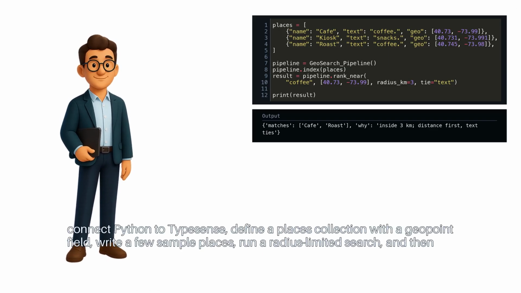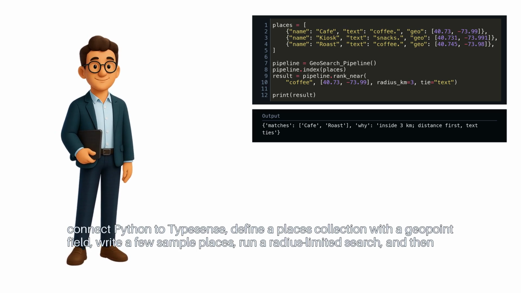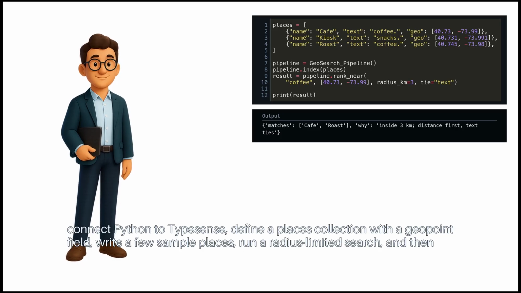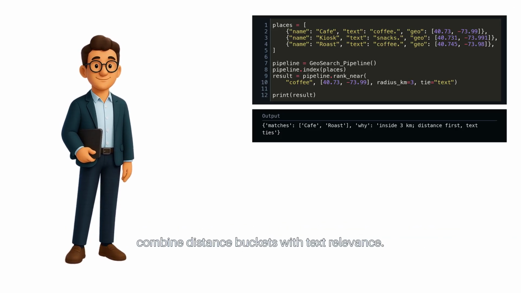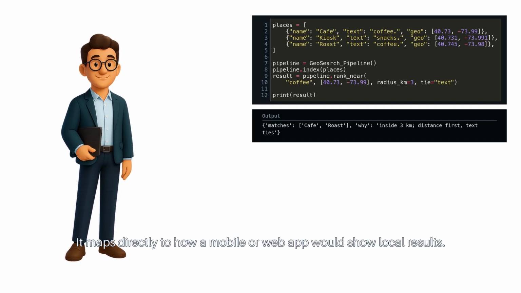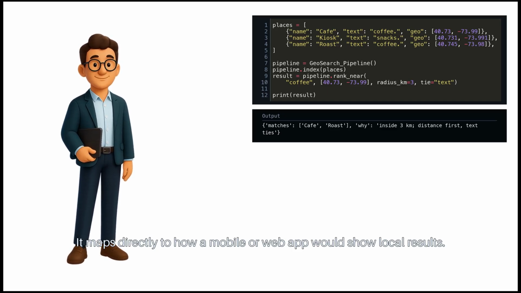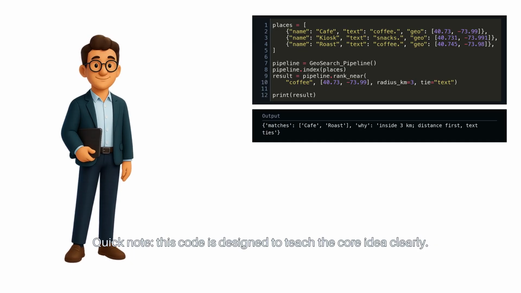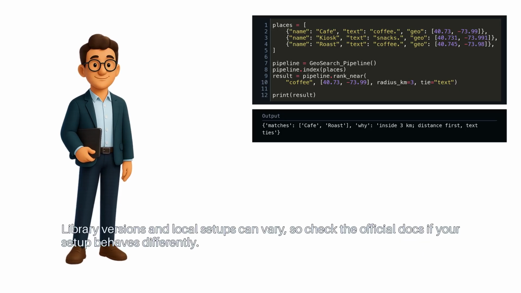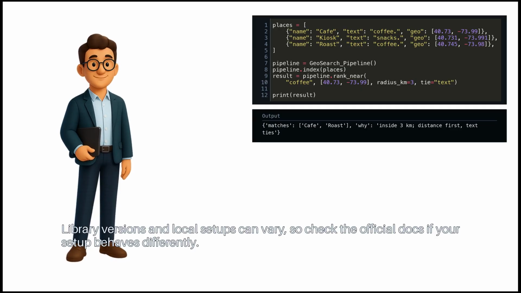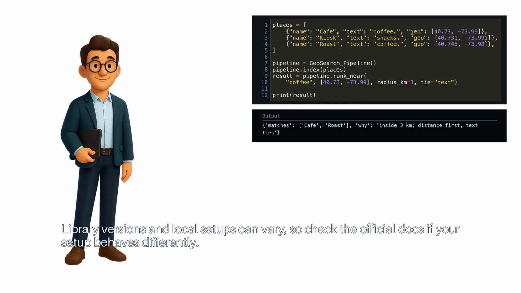Connect Python to Typesense, define a places collection with a geopoint field, write a few sample places, run a radius-limited search, and then combine distance buckets with text relevance. It maps directly to how a mobile or web app would show local results. Quick note: this code is designed to teach the core idea clearly. Library versions and local setups can vary, so check the official docs if your setup behaves differently.